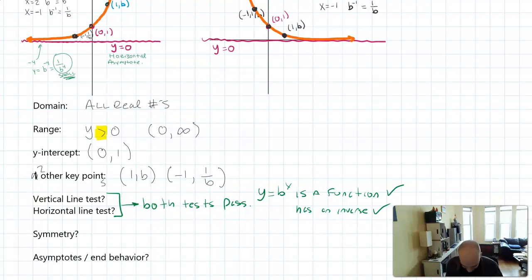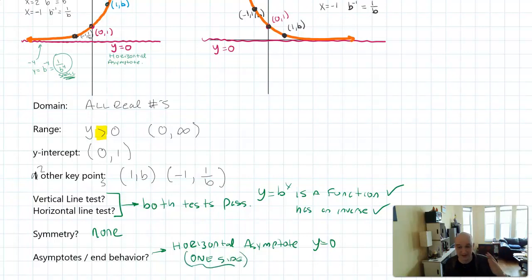Symmetry? None. And asymptote slash end behavior, it does have a horizontal asymptote of y equals 0, but it's only on one side. And on the other side, the end behavior approaches infinity. Now, which side that is depends on if you're looking at growth or decay.